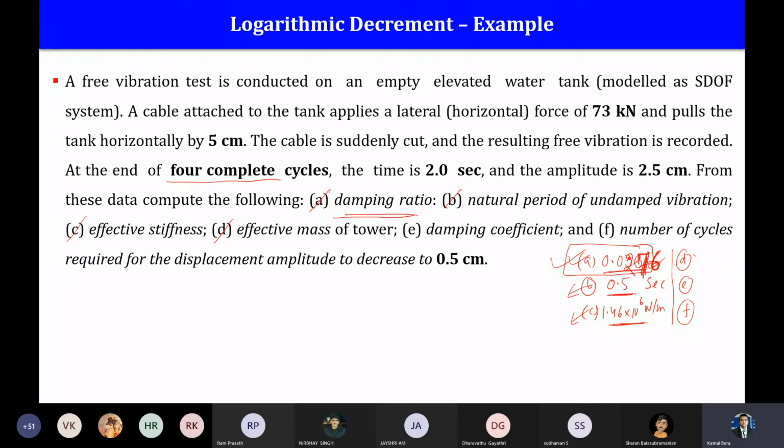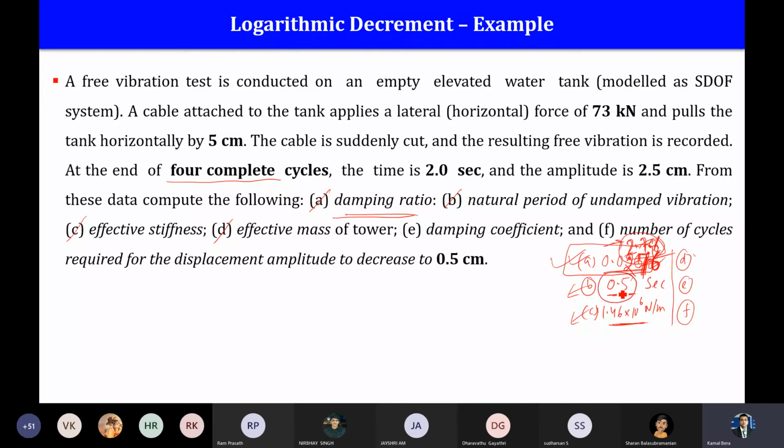Okay, so 1 by 4 ln of 5 by 2.5. That is the logarithmic decrement delta. Then you can use any one of the equations to get the damping ratio. So the first equation you got is 2.76%, right? Okay. Got it? Sir, wait, it is coming too big, like 1.6 into 10 to the power 6. That is not the damping ratio. No, wait, effective mass of the tower. That can be, I don't know. Anyway, I'm talking about the effective mass, the D part, coming to that. So this 2.76 we have got, right?